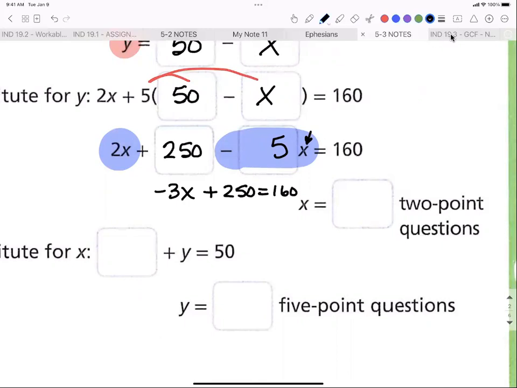And now we want to solve for X. First thing is always to add or subtract whatever's extra that we don't want. So we're going to minus, it's a plus 250. So we're going to minus 250 on both sides of the wall. That leaves us with negative 3X equals negative 90. And I'm almost solved for X. I have to divide by a negative 3 on both sides. And when I do that, I'm left with X equals 30. So there's half my answer. I know that X equals 30.